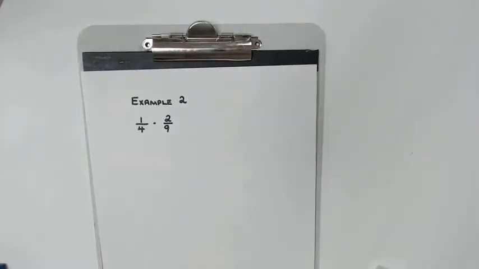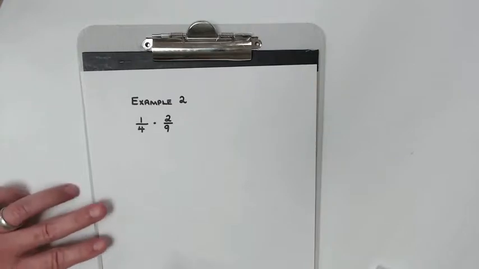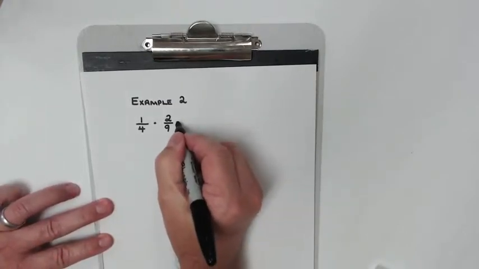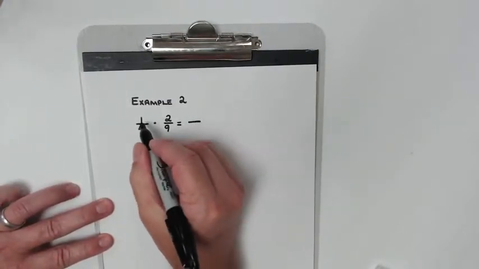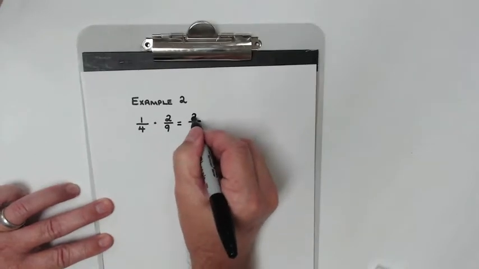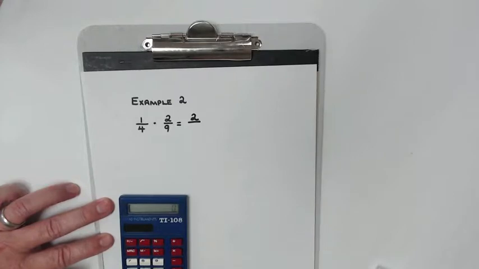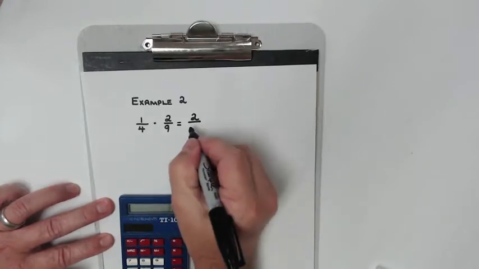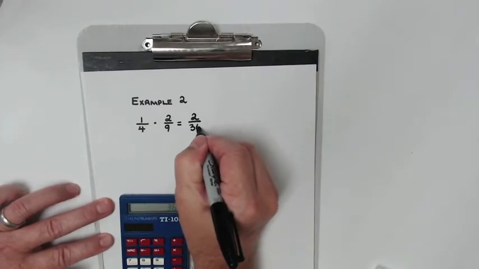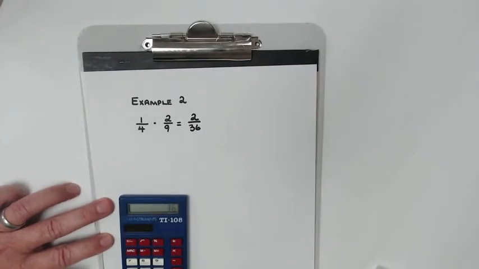Let's look at our second example. Our second example has us multiplying 1/4 times 2/9. I multiply the top numbers together to get my new top number. 1 times 2 is 2. Some people may need their calculator to multiply the bottom numbers together, so let's do that. 4 times 9 equals 36. My new bottom number, my new denominator.